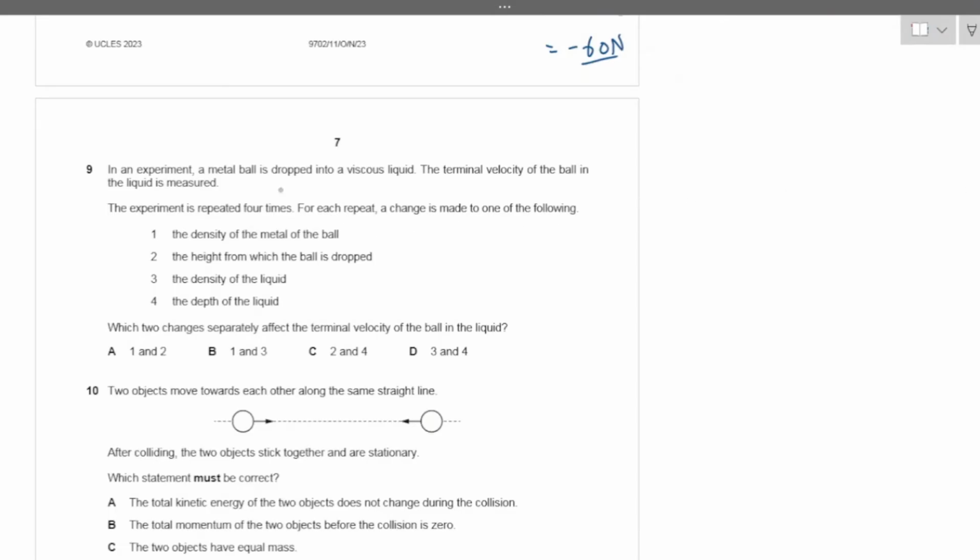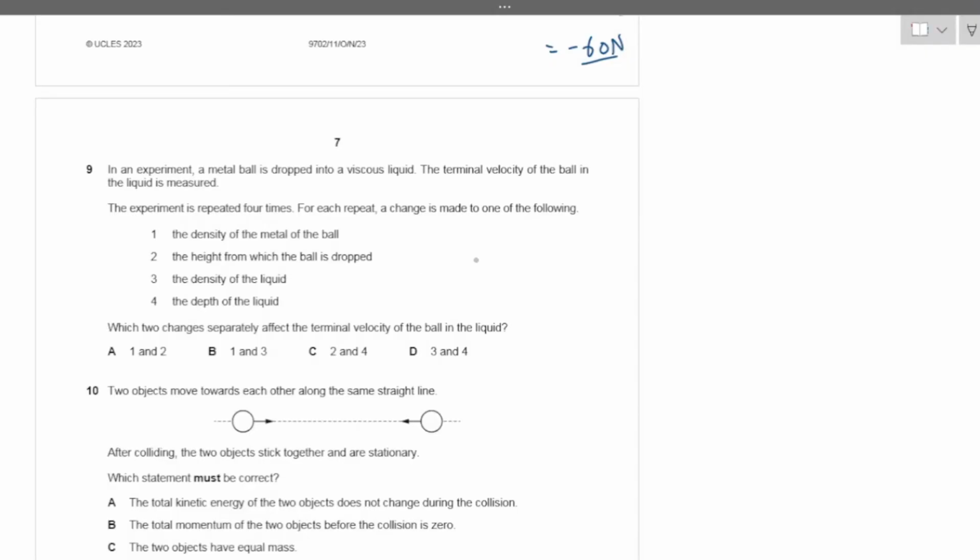Question 9. In an experiment, a metal ball is dropped into a viscous liquid. The terminal velocity of the ball in the liquid is measured. The experiment is repeated 4 times. For each repeat, a change is made to one of the following. 1. Density of the metal ball. 2. Height from which the ball is dropped. 3. The density of the liquid. 4. The depth of the liquid. Which two changes separately affect the terminal velocity of the ball in the liquid?